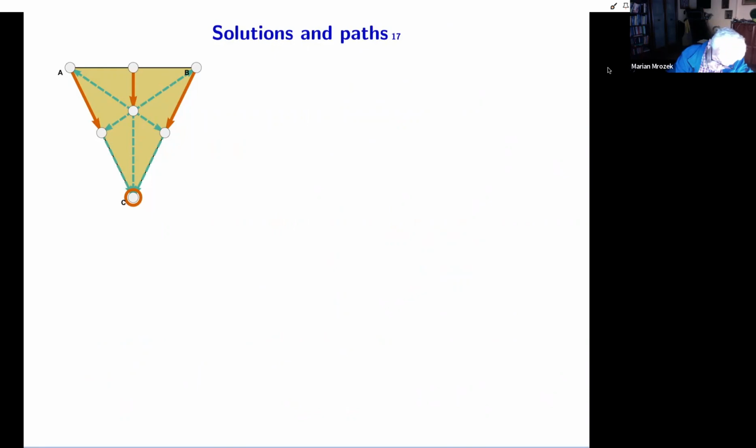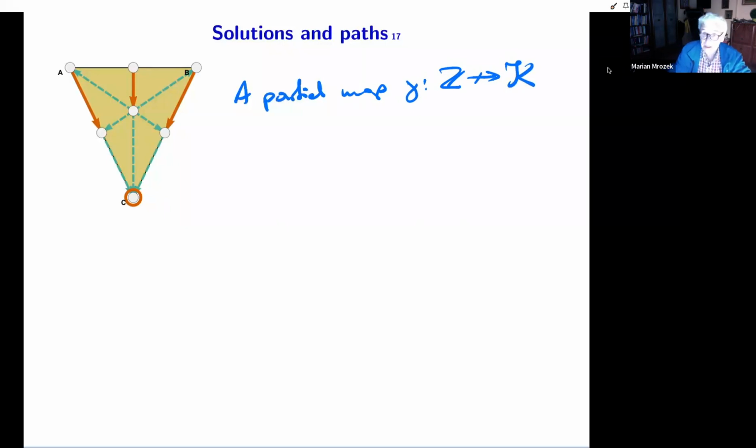So I define now an analog of a solution of a differential equation, a partial map gamma from integers to the collection of simplices. By partial, I mean the domain need not be the whole Z, although the most important case is when the domain is the whole Z, but sometimes some smaller domains are useful.